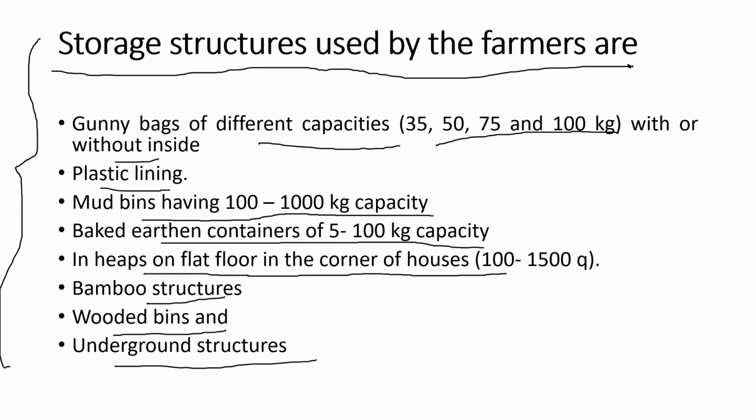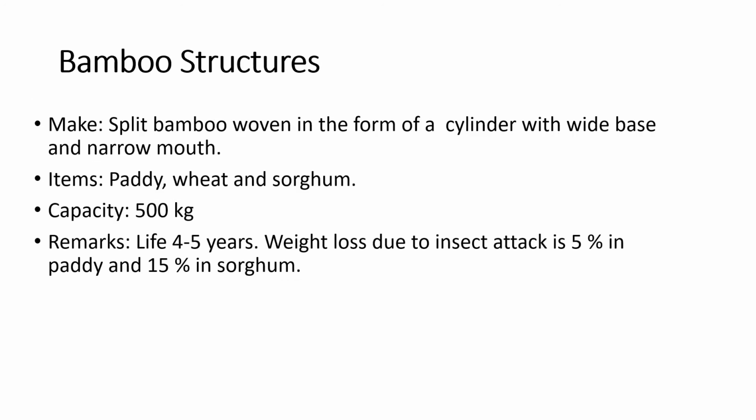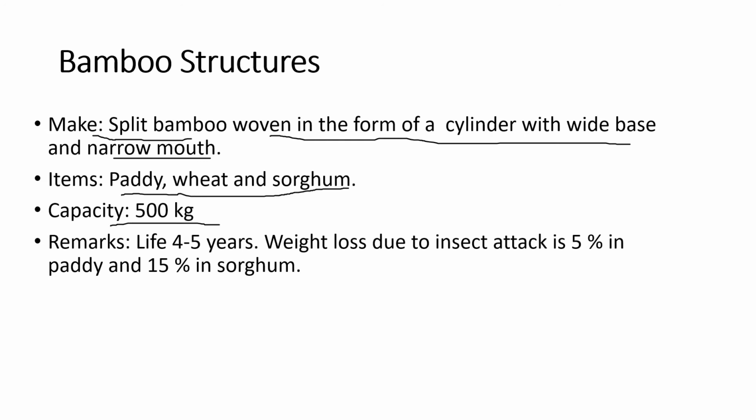There are many sorts of storage structures depending on the yield, depending on how much they grow and how much they get, and the amount they hire and sell. So depending on the capacity, these are designed. Moving on with the first type, the bamboo structure. It is made of split bamboo woven in the form of a cylinder with a wide base and narrow mouth. It can store paddy, wheat, and sorghum, with capacities around 500 kgs.